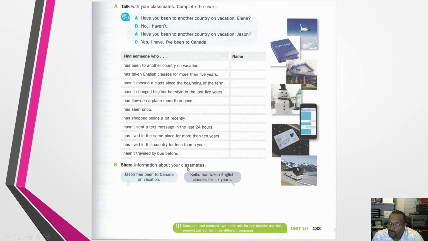So if you can find these people, maybe in the class or maybe at home or maybe in your neighbors or friends, it'd be a good chance to practice this and to write it out so that you understand the present perfect tense, okay, and their uses. All right, excellent.